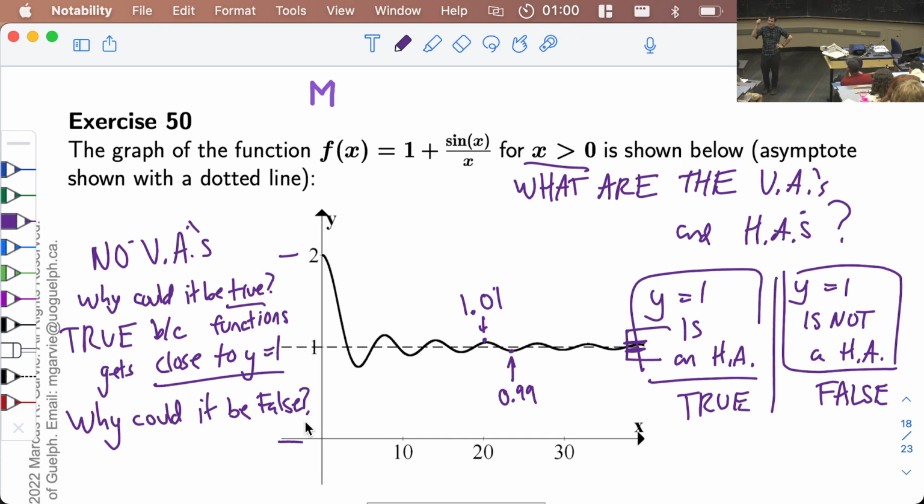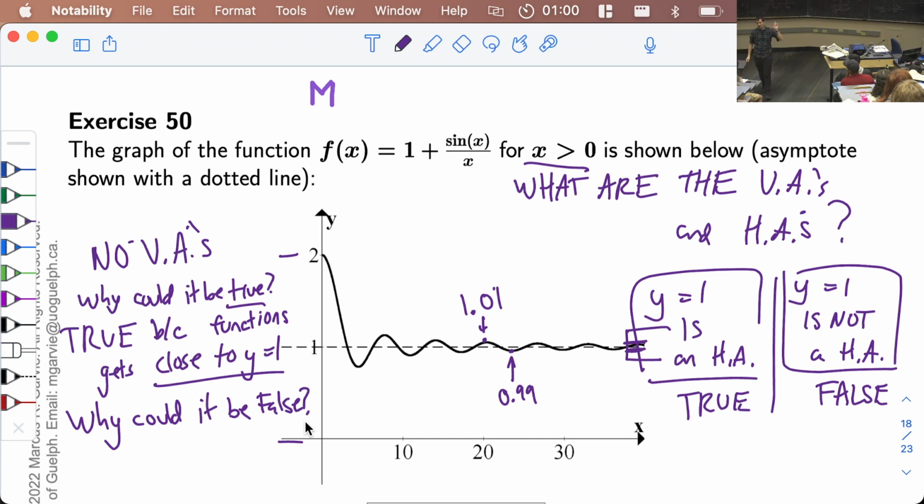Yeah, so the function touches the asymptote. Why is that not allowed? I agree the function touches the line y equals 1, but we need a reason. Why does touching it mean it's not an asymptote? Do you have a good reason? No. There's one great reason. There's one reason everybody tells me whenever this comes up. Yeah. Is it equal to 0?